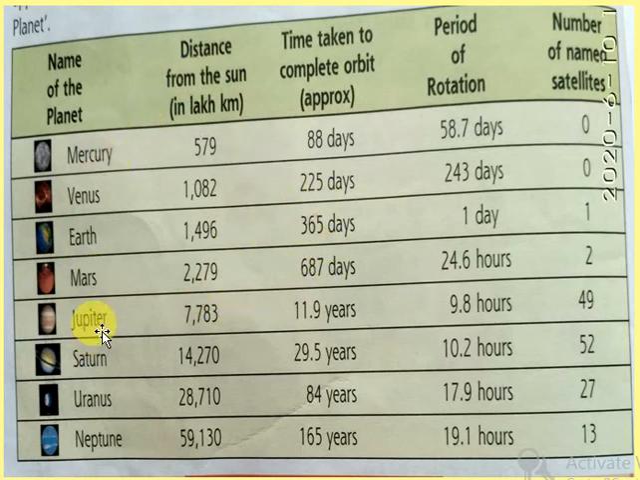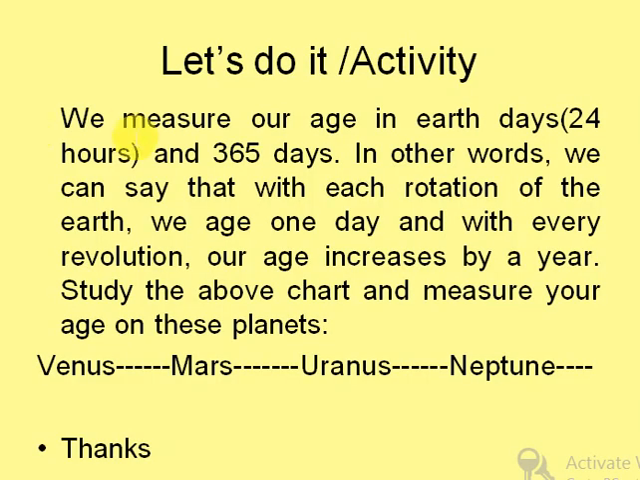So once again, be careful, have a look at this chart, because in front of you there will be one question based on this chart, and you will have to answer that question. So these are the planets, distance from the sun of these different planets, time taken to complete one orbit, period of rotation, and number of satellites of each planet. Now look at this activity. Let's do it. Activity for you.